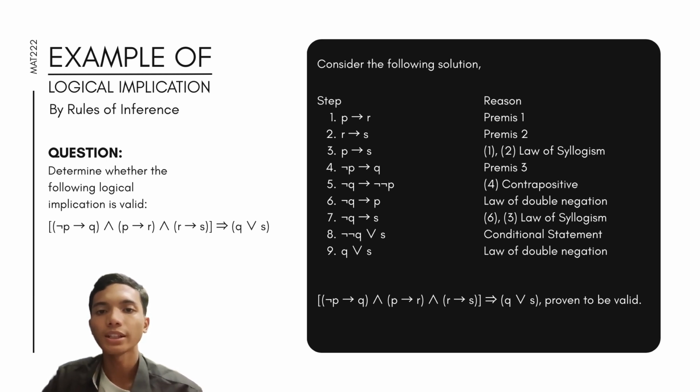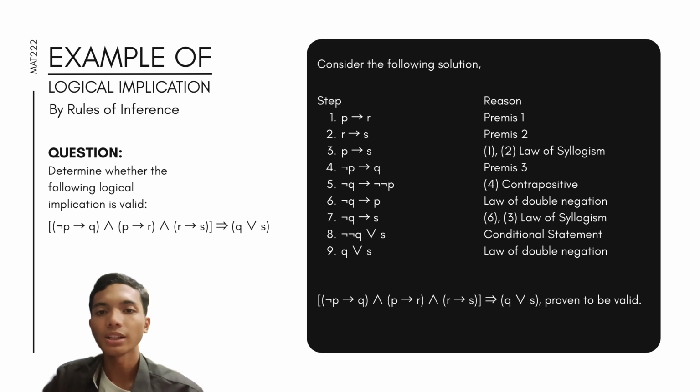Step 5 and step 6. We take the third premise and apply the contrapositive and double negation rule to flip it into if not Q then P. Step 7. Now we can create a new chain. Since not Q leads to P from step 6 and P leads to S from step 3, the law of syllogism tells us that not Q implies S.